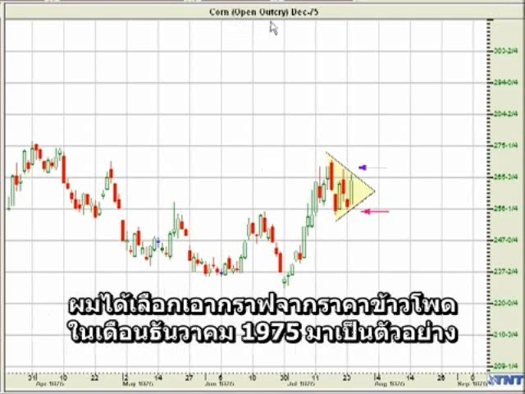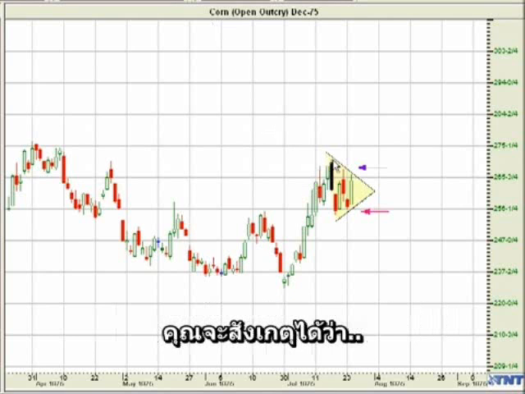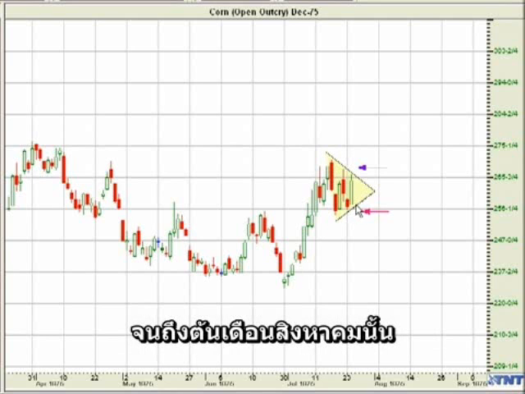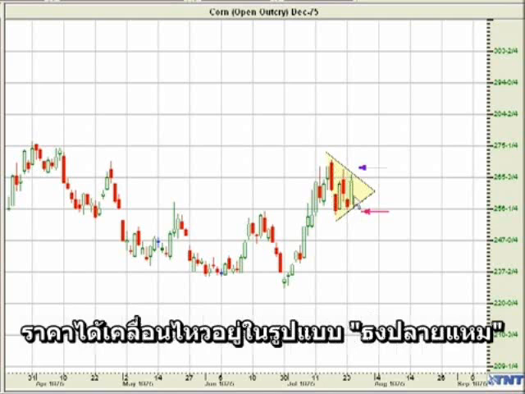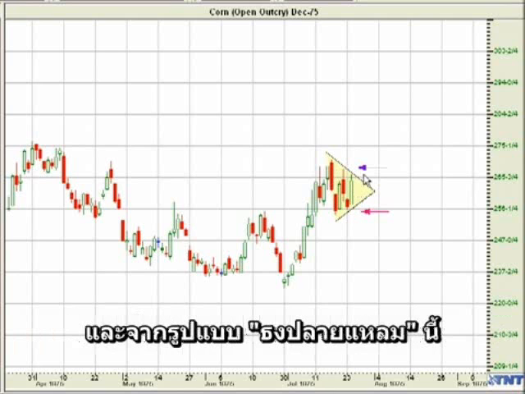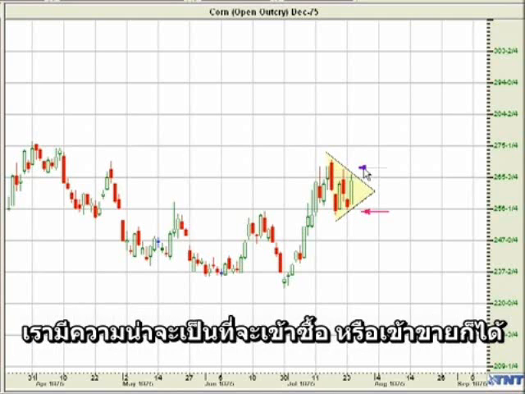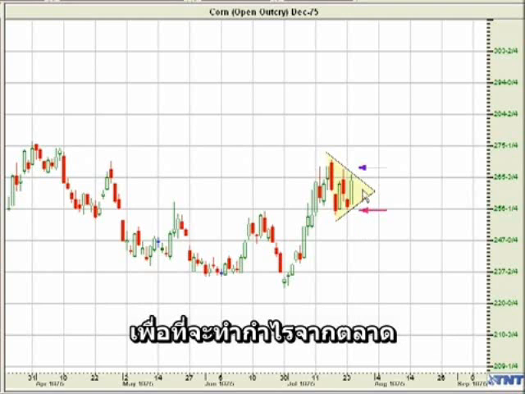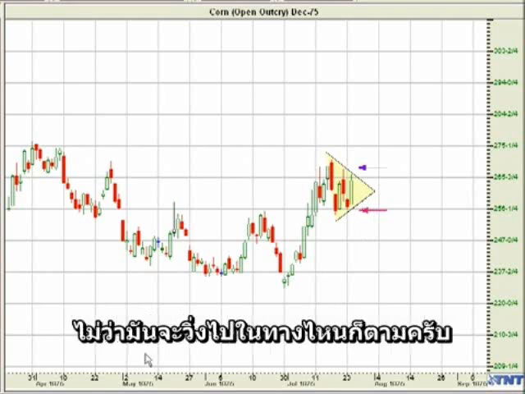I chose the December 75 corn chart here, and as you can see, in the latter part of July 1975 to the early part of August, corn made a little bit of a pennant formation. And since it's a pennant formation, we can either trade this market long or short. So we have buy and sell orders to capture the market move regardless of which direction it goes from here.